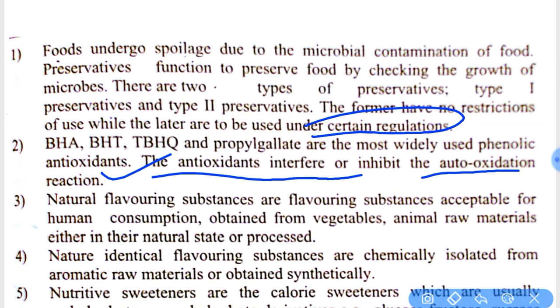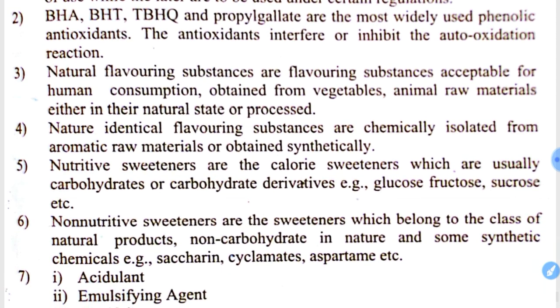Natural flavoring substances are flavoring substances acceptable for human consumption, obtained from vegetable or animal raw materials, either in their natural state or processed state. Nature-identical flavoring substances are chemically isolated from aromatic raw materials or obtained synthetically. Then the next question was: differentiate between nutritive and non-nutritive sweeteners. Illustrate your answer with suitable examples.